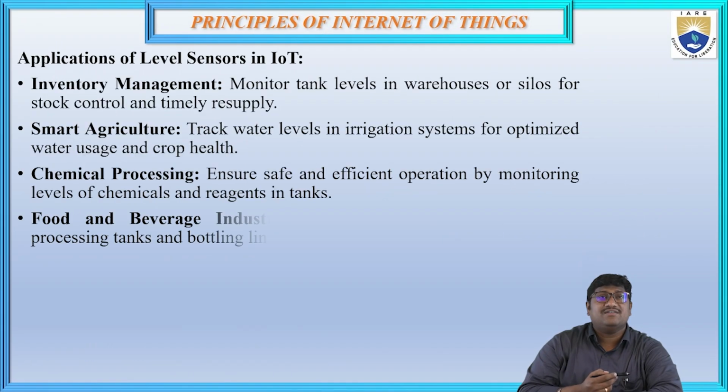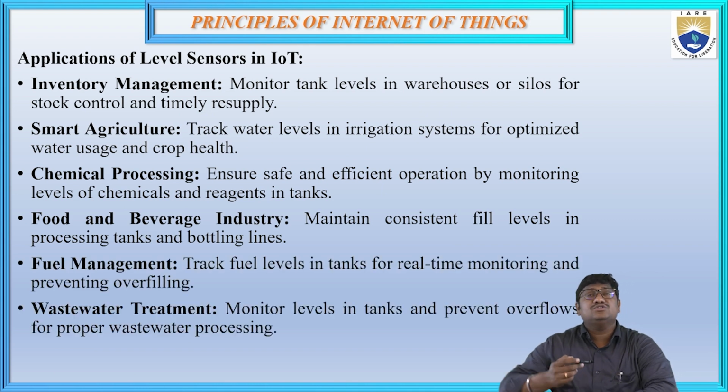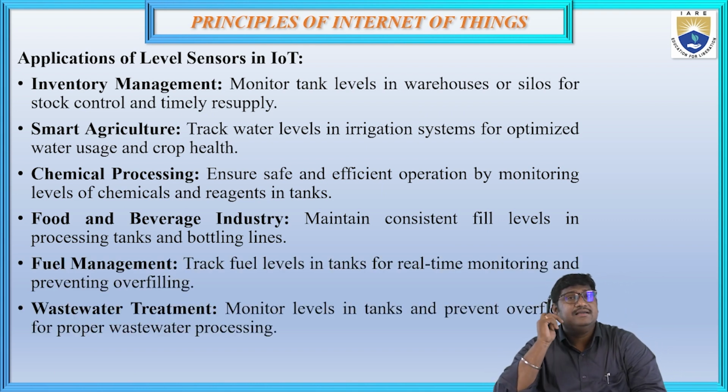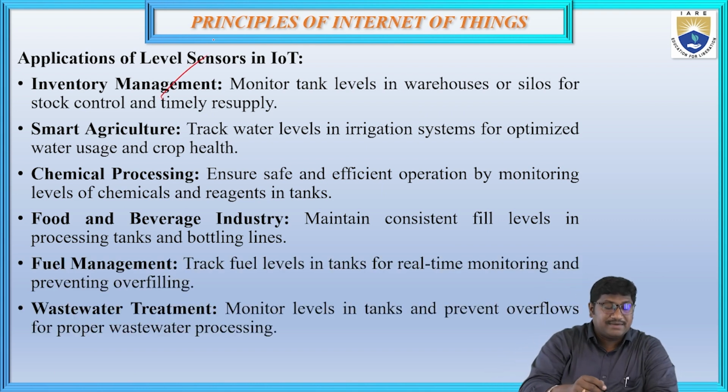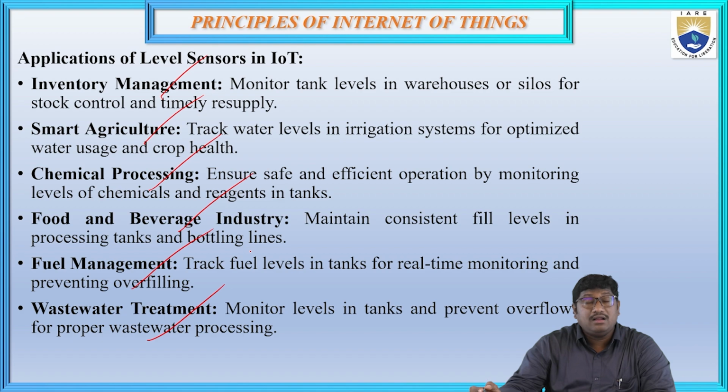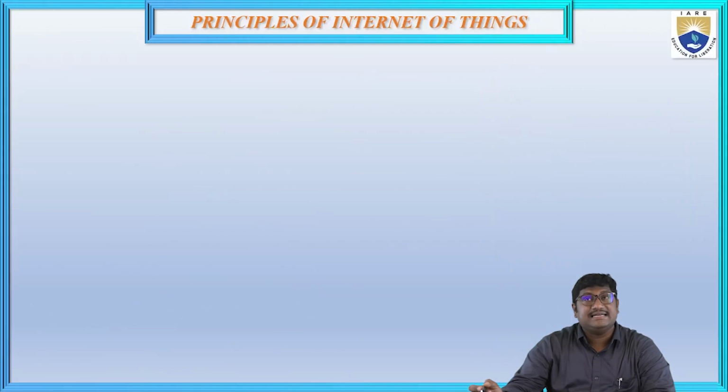What are the different kinds of applications which use these level sensors in IoT? See, inventory management, smart agriculture, chemical processing, food and beverage industry, fuel management, water and waste treatment. All these are the areas where applications of level sensors exist in IoT.